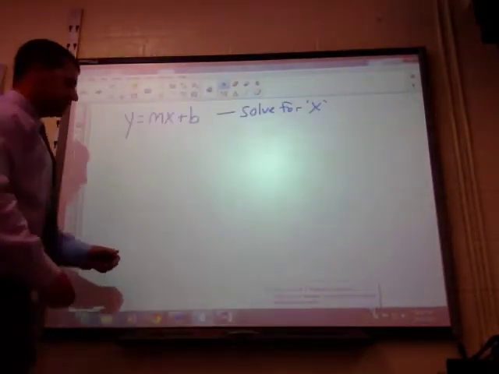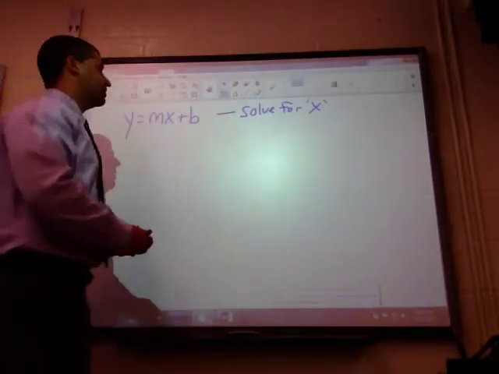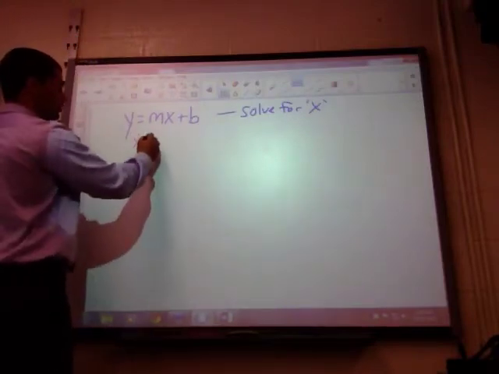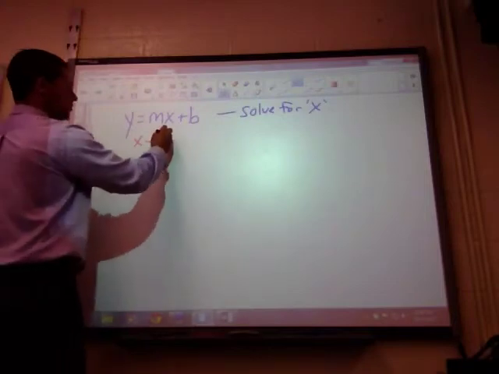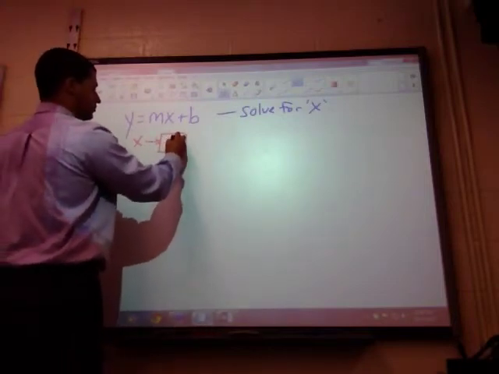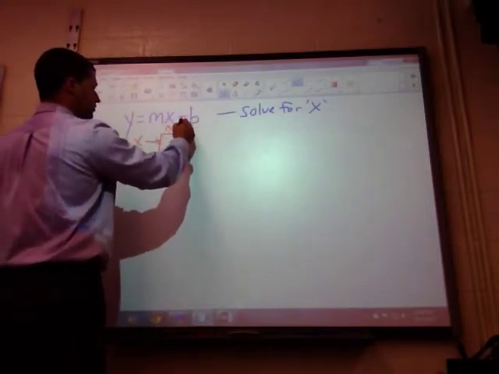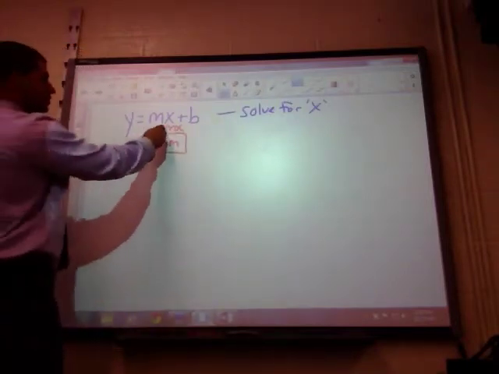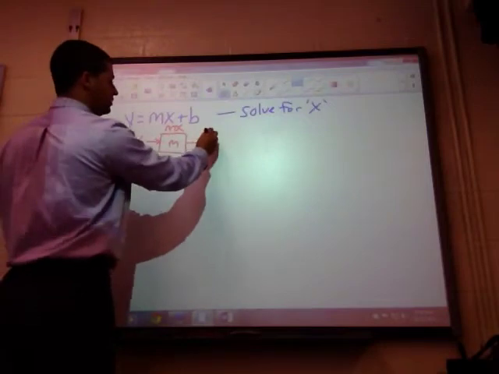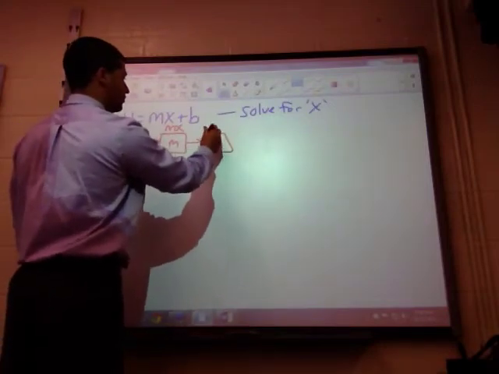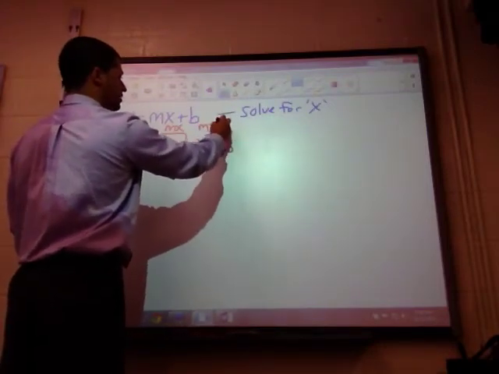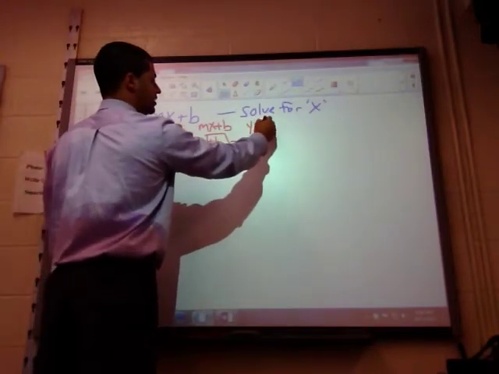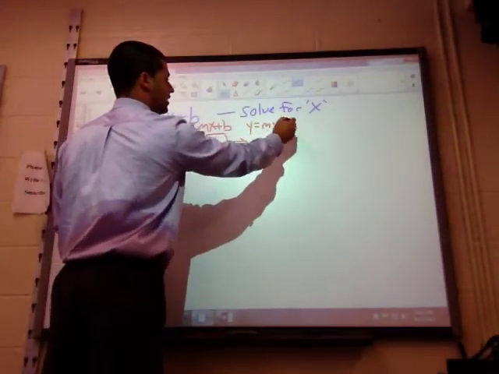Next, y equals mx plus b, solving for x. So again, we could solve with our flowchart. Start with x. We can multiply by m. So we have mx. So first thing I have to do is multiply by m, and then we're going to add b. Mx plus b, and that should equal y. Y equals mx plus b.